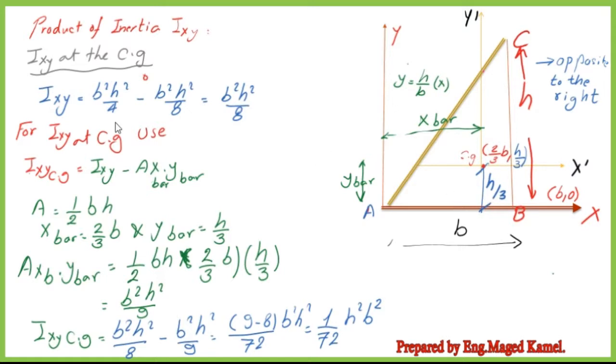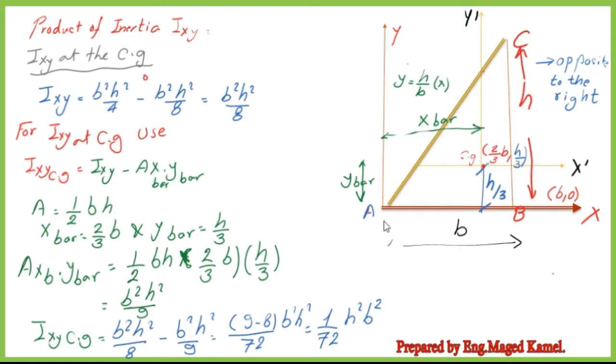Since we have obtained an expression for IXY at the intersection of x and y at the left side corner equal to b squared h squared over 8, where b is the base and h the height. For the IXY at the CG, by using the parallel axis theorem, we have to deduct the multiplication of the area by x bar, y bar. So IXY at the CG equal to IXY minus the area of the triangle multiplied by x bar by y bar.